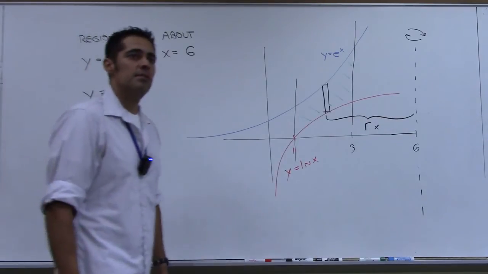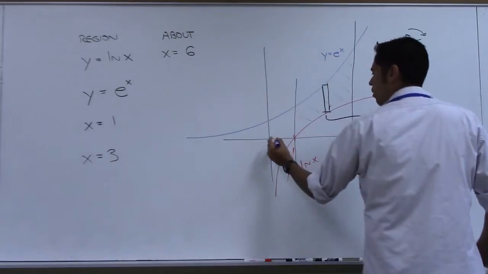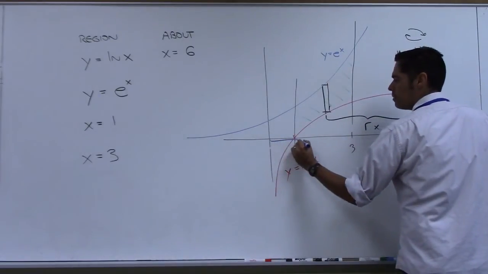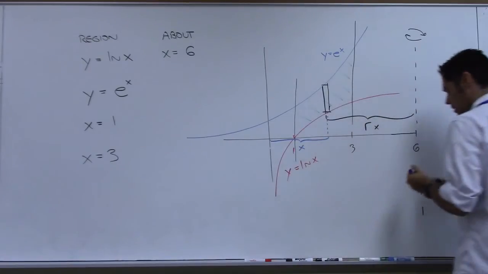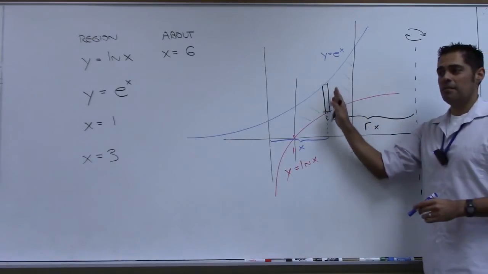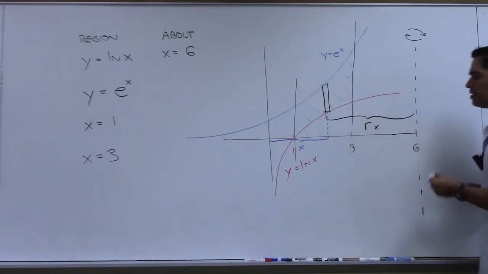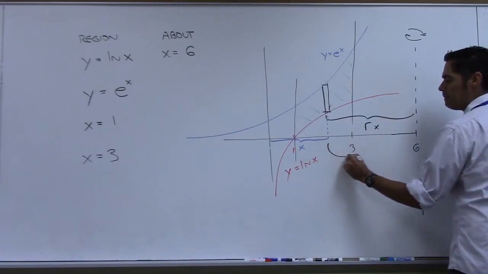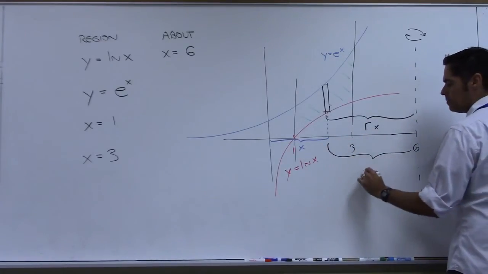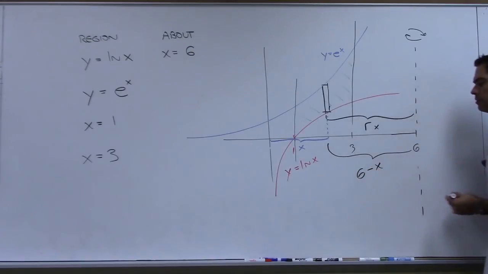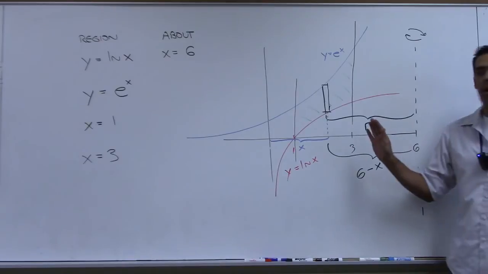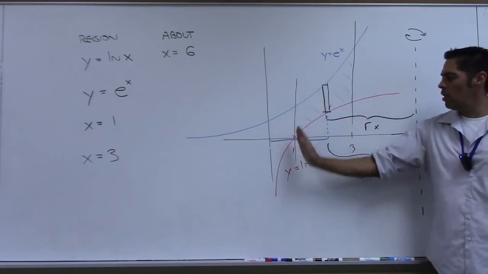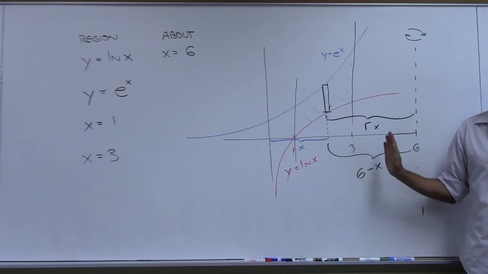Six minus x. Because the distance from the origin to my rectangle is always x. And x is positive, right? So the distance from here to here would have to be 6, take away that x. My integral will go from where to where? X value of 1 to the x value of 3.